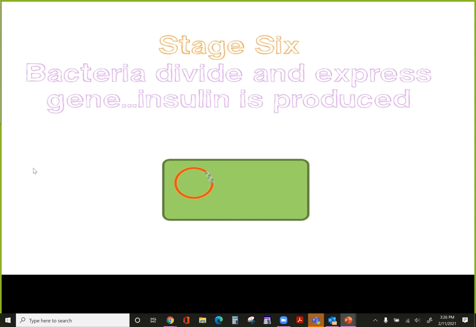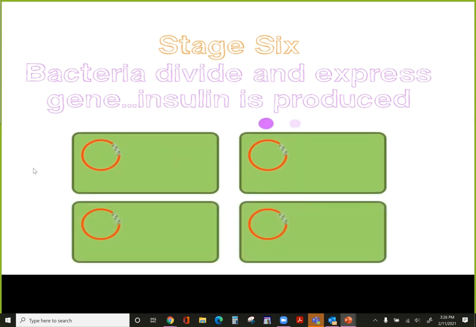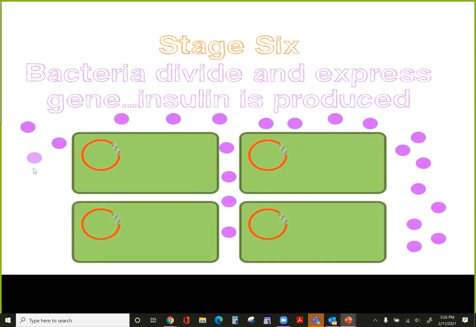Now, the more times it divides, the more insulin it's going to produce. So this is a really effective way of producing huge amounts of insulin in a very short amount of time. And that's it. That is genetic engineering of insulin.